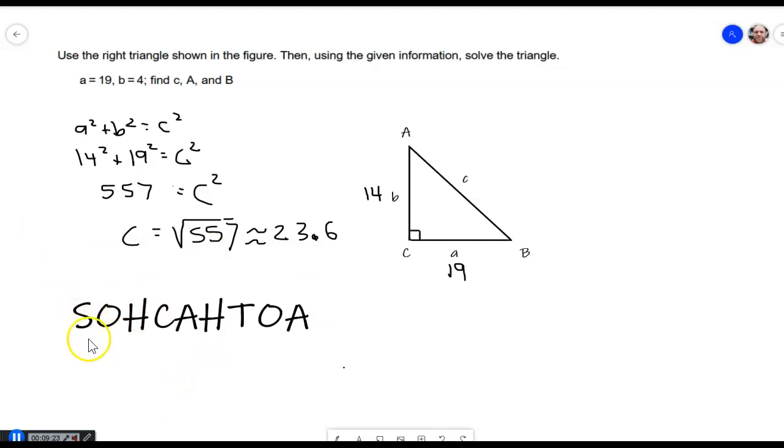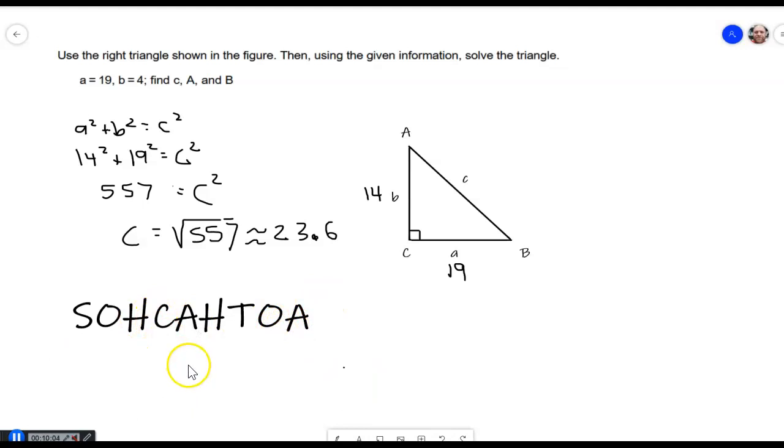So the 3 basic ones are sine, which is opposite over hypotenuse, the cosine, which is adjacent over hypotenuse, and the tangent, which is opposite over adjacent. The cosecant, which is related to sine, is just the reverse: hypotenuse over opposite. The secant, which is the reverse of the cosine, is hypotenuse over adjacent. And the cotangent, which is the reverse of tangent, is adjacent over opposite. So you can use those with SOHCAHTOA as well. You just have to go the other direction there.